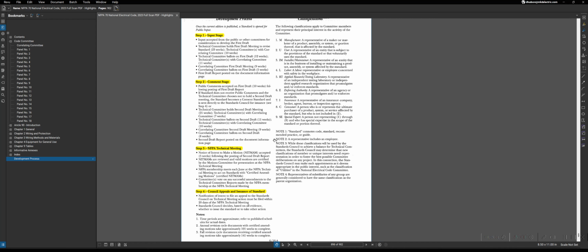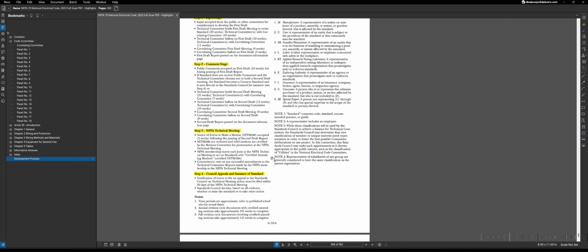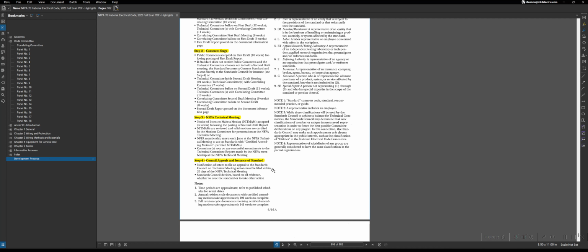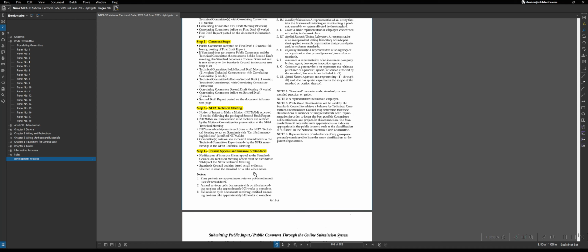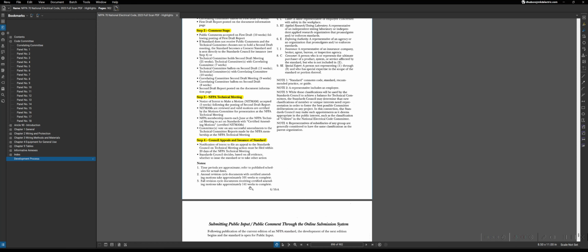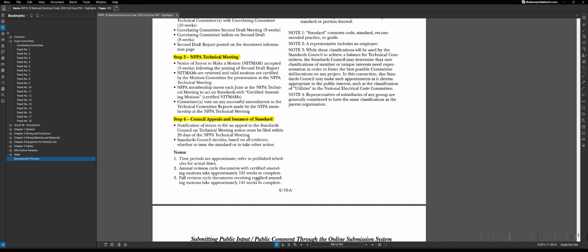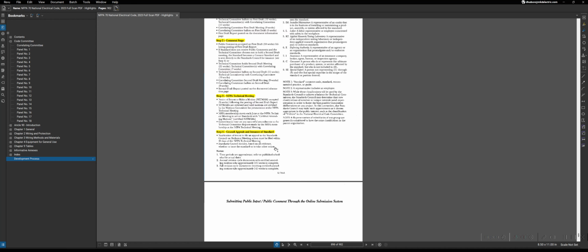The code-making panels will meet and discuss whether that should be a new rule. If so, how would it be implemented, kind of the implications of it. The technical meetings happen in which they go over what the verbiage of it would be. And there are also standards available on NFPA's website that show how they are technically written, meaning they actually have a standard template of how code rules are written. And once it's made through all of that, it officially becomes a code standard once the new version of the NEC is adopted. And you can see some of the timelines. There's a lot of time and consideration that goes into this.